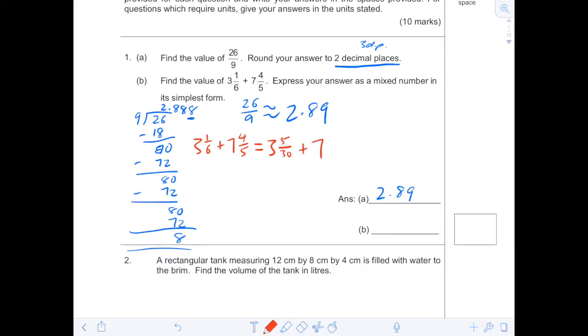And we're going to convert the 4/5 to 4 times 6, which is 24/30. Here we add together the whole numbers, we get 10. We add together the fractions, we get 29/30. Okay, so the answer should be 10 and 29/30. We can't put it to anything simpler than this.